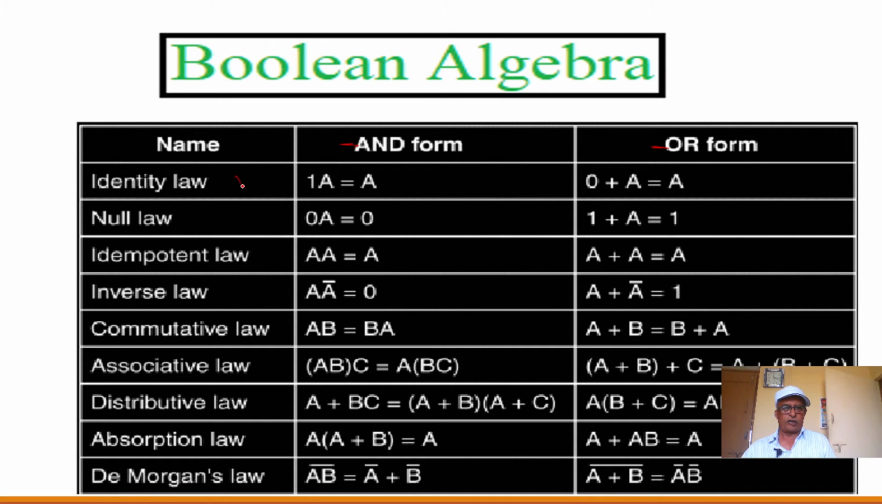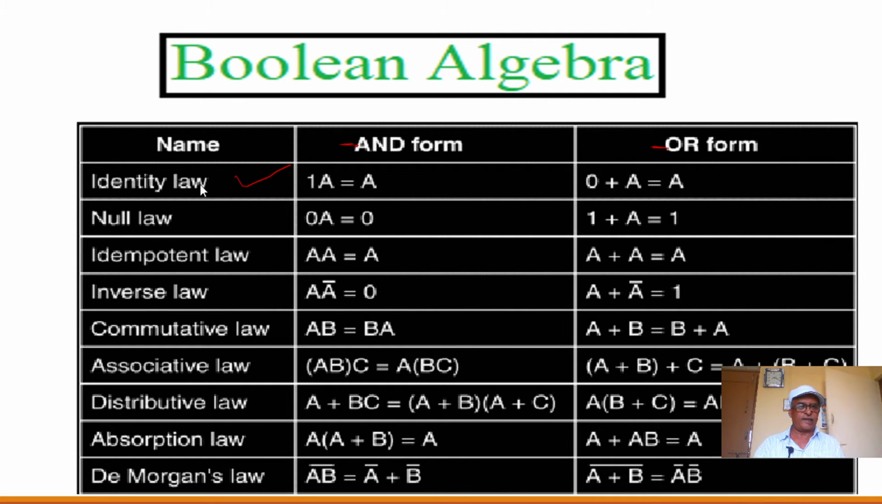The first law is called the identity law. Identity law means whatever the input is, it is not changing. So input is A, so that A is not changing here. Means in case of AND gate, if we multiply anything by 1, then that product is the same. Means if we multiply 1 by A, the output is A. So here in case of OR gate, if we add 0, then there is no change. Means what? 0 plus A, that will remain the same.